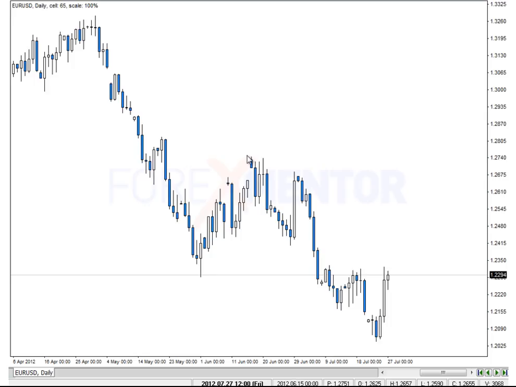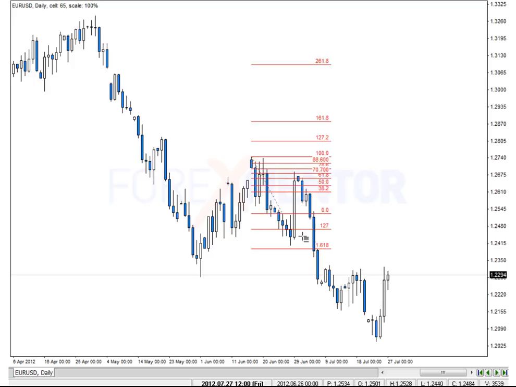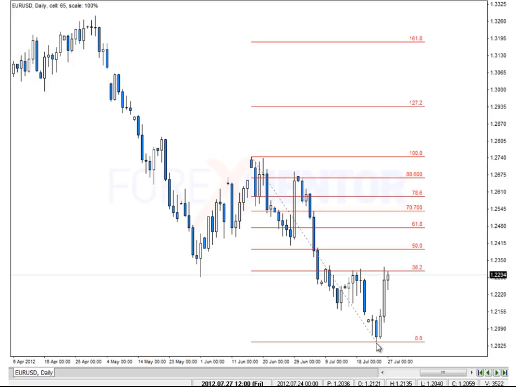You want to look at the major swing. So from this swing high down to this low, that's what I would call a major swing, and you want to draw your Fibonacci tool as we show you in section 2. And you can see price is currently around the 38% level. So it's around these areas here.